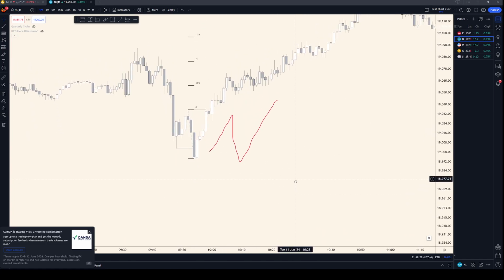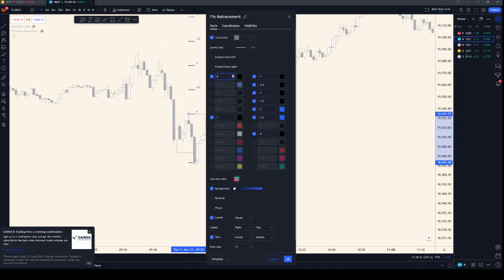Can you show the settings again? Of course, Barbies. So these are the settings I have for the standard deviation. I will take a picture and post it in the chat.